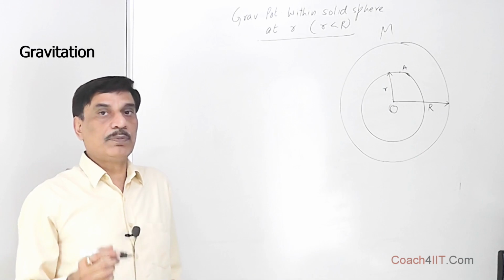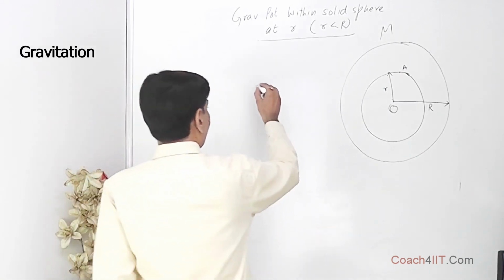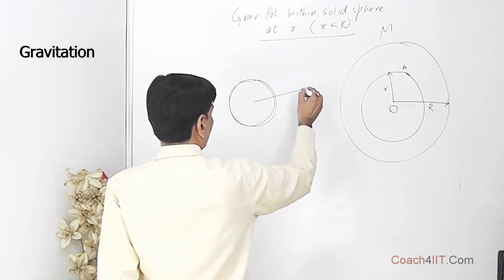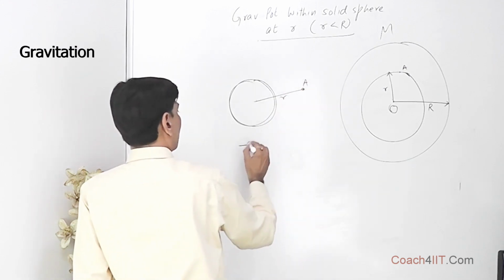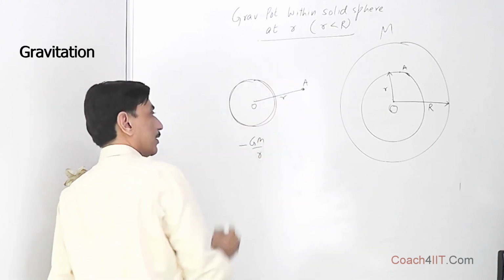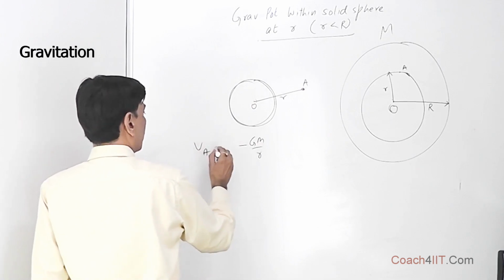Here we shall once again make use of what we learned in the case of a shell. If we have a thin shell and we have to find the gravitational potential at a point outside it, it comes out to minus GM upon r. We assume the whole mass to be concentrated at the center and directly say minus GM upon r, so this is the gravitational potential at A.